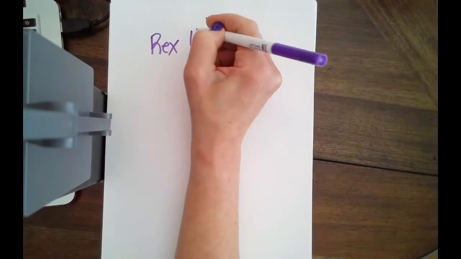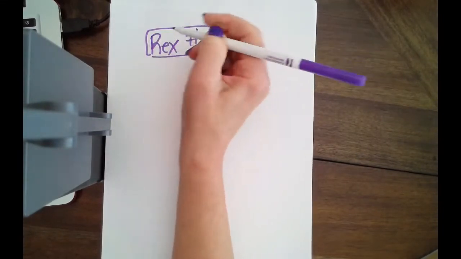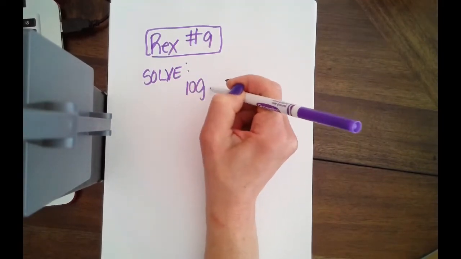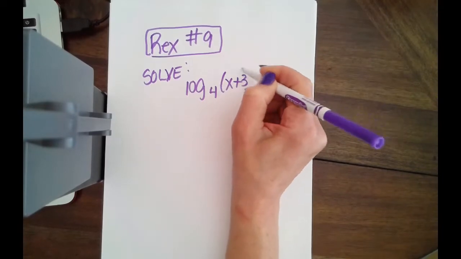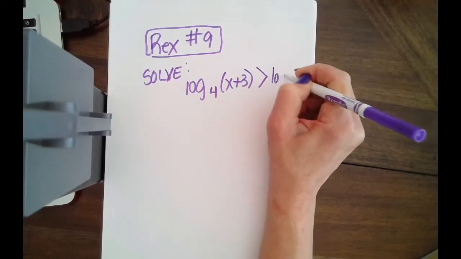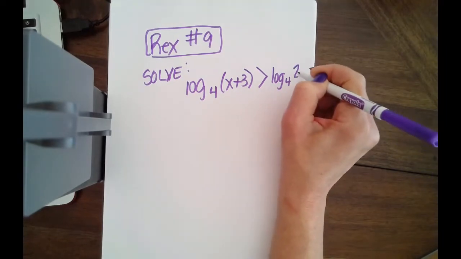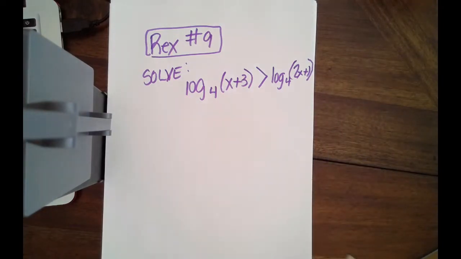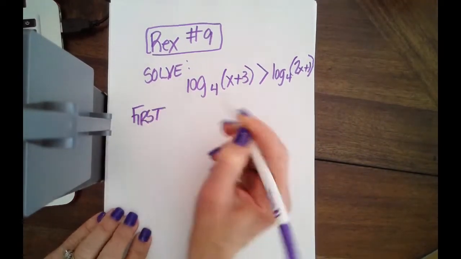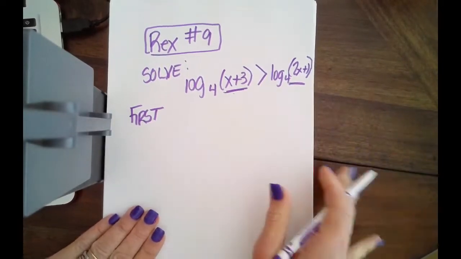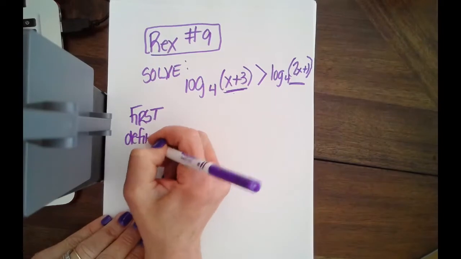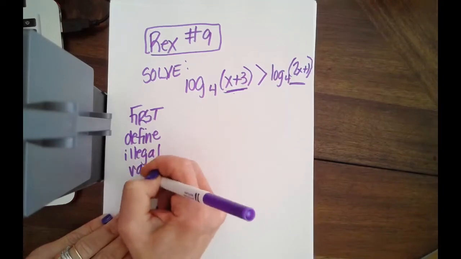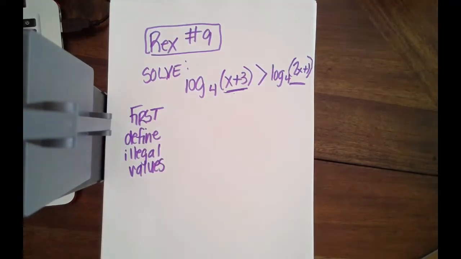Remote example number 9. Okay, all right, solve log base 4 broc of x plus 3 greater than log base 4 of 2x plus 1, that broc. Okay, now first, because we have brocs that have variables in them, we have to pull aside the broc and we have to define the illegal values. Okay, because we need those illegal values to build them into our final interval answer.